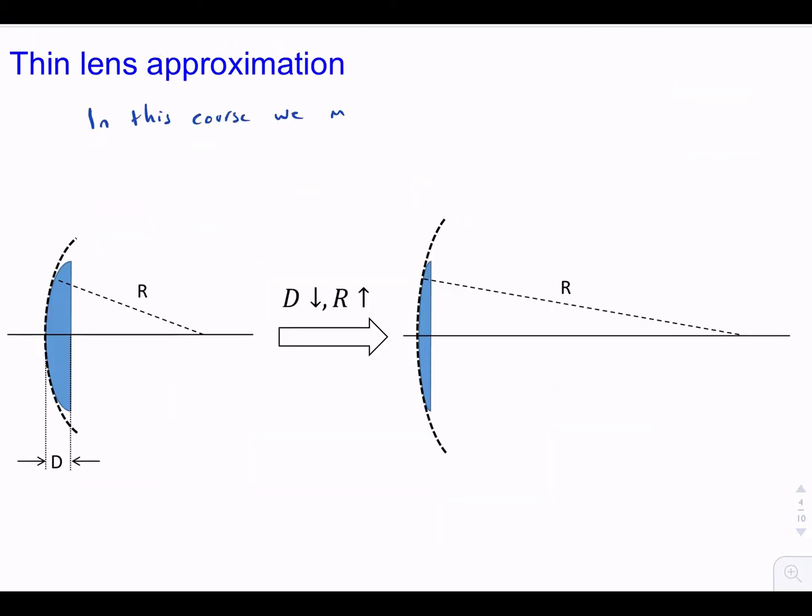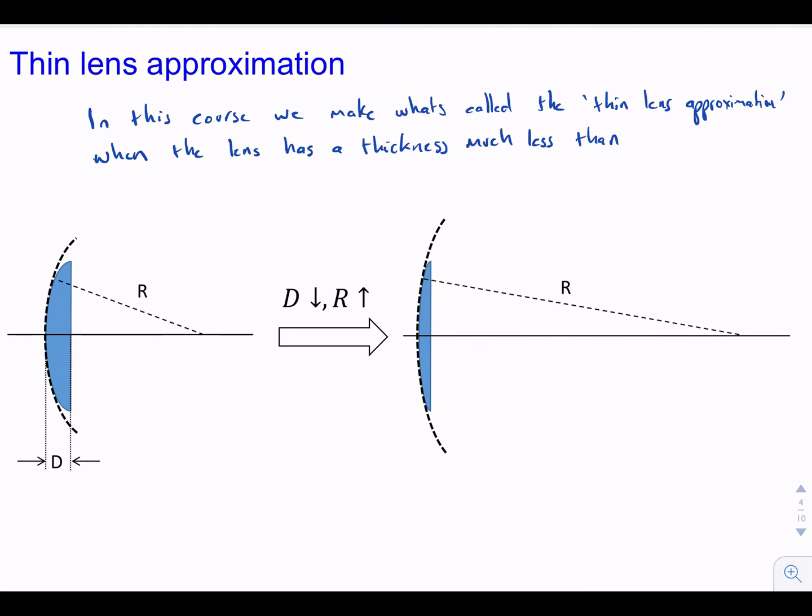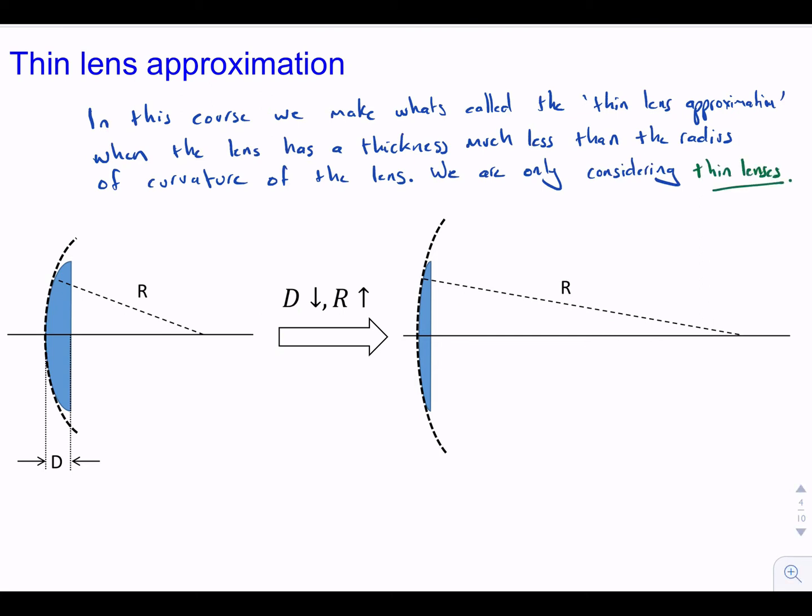So in this course, we make what's called the thin lens approximation, when the lens has a thickness, d, that's much less than the radius of curvature of the lens. In this course we only consider thin lenses, so you don't have to worry about this too much, but just a note that this is what we're doing. You can see an example of a thin lens over here.